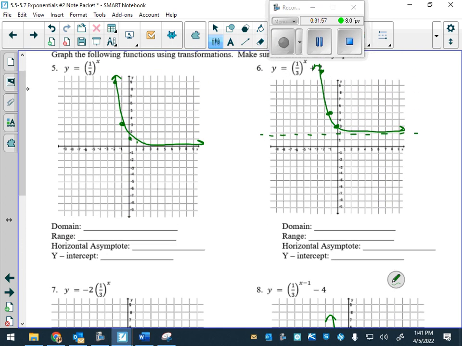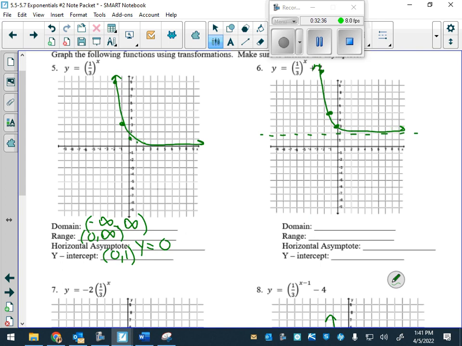So if you look at number 5, okay, this is our parent function. What is it, growth or decay? Decay. Okay, what is our domain? Emma, what's our domain? -infinity to infinity. Our range, Genevieve. 0 to infinity. Esteban, horizontal asymptote. Excellent. Jackson, y-intercept. Good. Okay. So for number 5, this is what you should have.